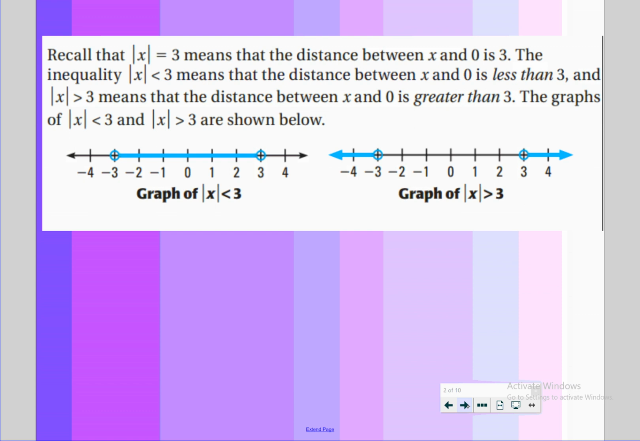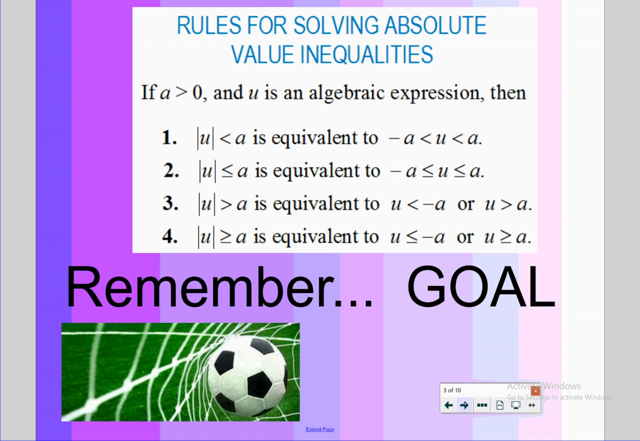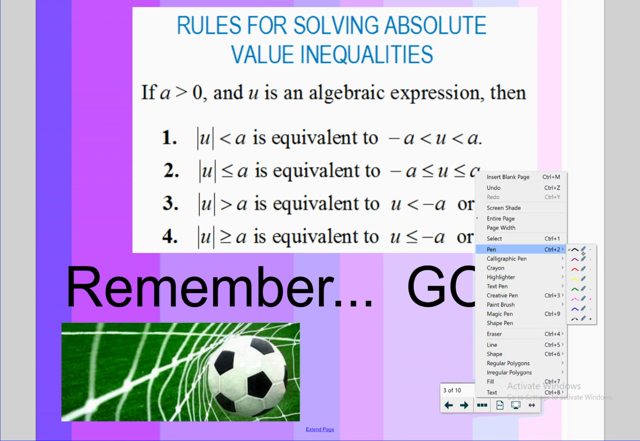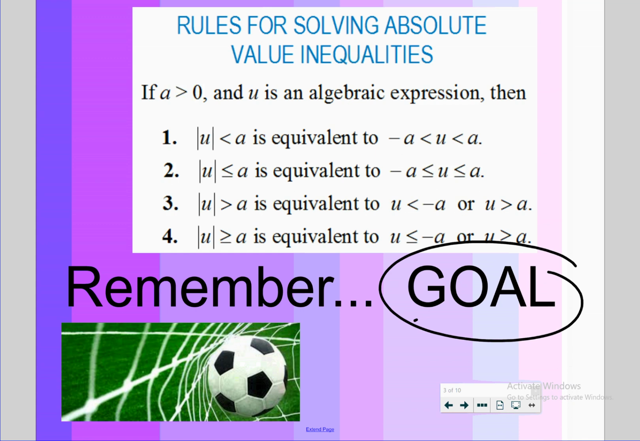So if it's less than, we use an and, greater than, we use an or. And a good way to remember that is on the next slide. You want to write this down, the word goal at the bottom there. So greater than, we're going to use an or statement. Less than, we're going to use an and statement.